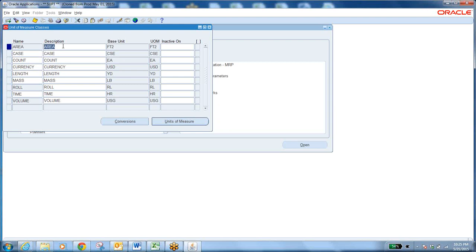This is called intra-class. For inter-class, the units of measure come under two different classes. Meter comes under length. Square meter comes under area. That is one class, this is another class. But the base is meter. Meter exists in both. So there is a relation between units of measure which come under two different classes. That is called inter-class.